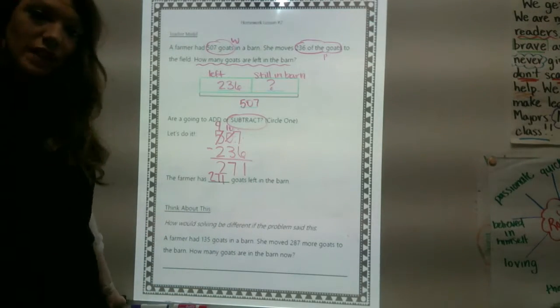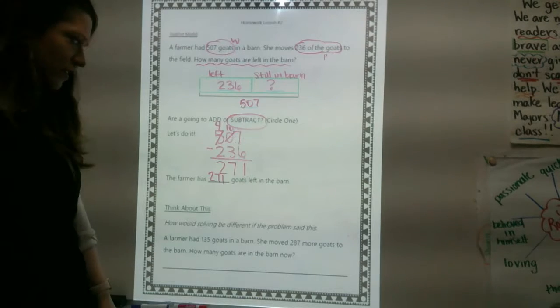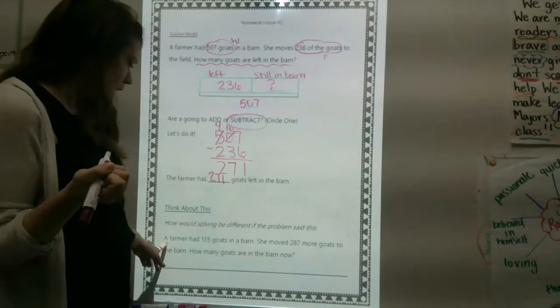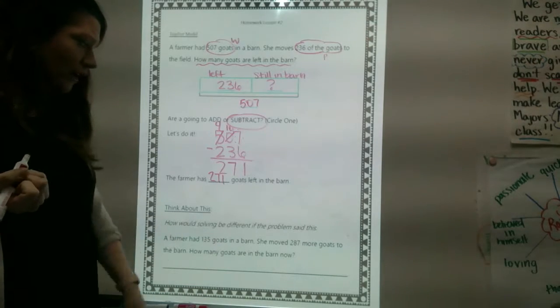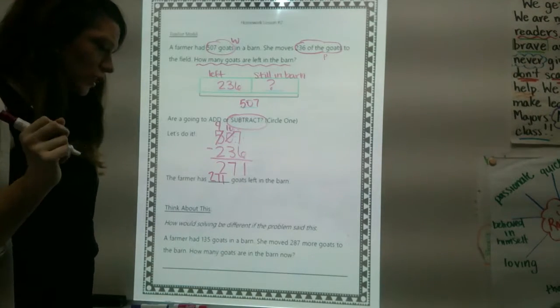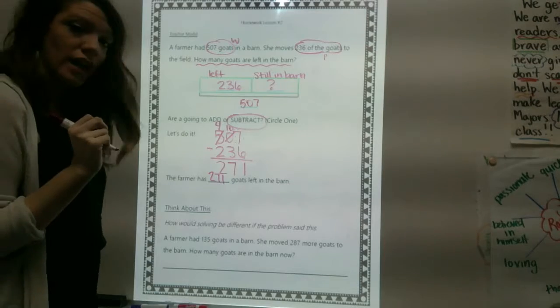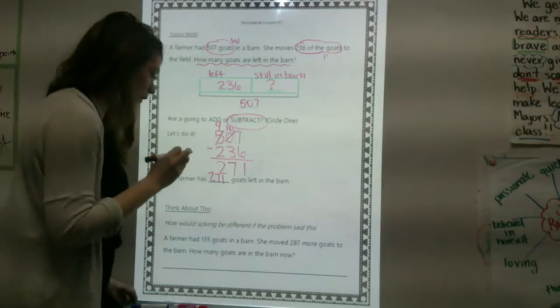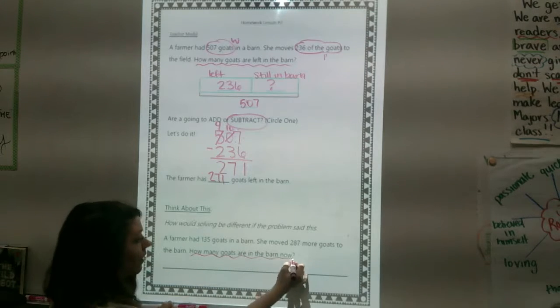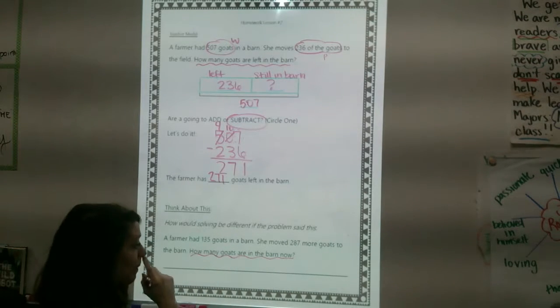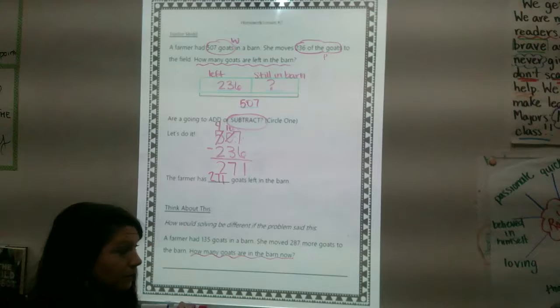All right, so let's just think about this problem. On this problem, we don't actually have to solve it. I just want you to think about it. A farmer had 137 goats in a barn. She moved 287 more goats to the barn. How many goats are in the barn now? So if we have this question, how many goats are in the barn now? So we want to know how many are in the barn.